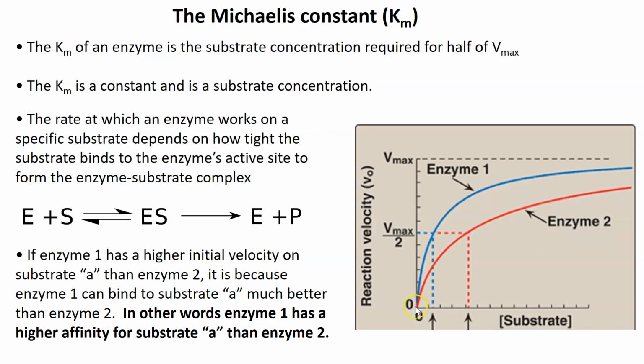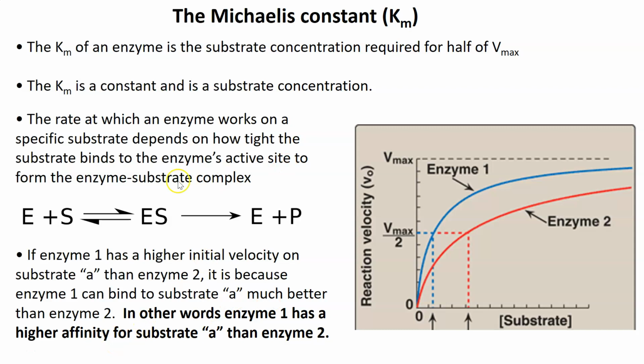Enzyme one has a much higher affinity for this substrate than enzyme two, and therefore the initial velocity will be quicker. Substrate binds to the enzyme really quickly. It stays bound because there's a tighter interaction, and we get product formation. So this process happens really quickly. If we take enzyme two, the enzyme substrate complex is formed, but because the interaction is weak, it can go back to form enzyme and substrate, and so the initial velocity is much slower.